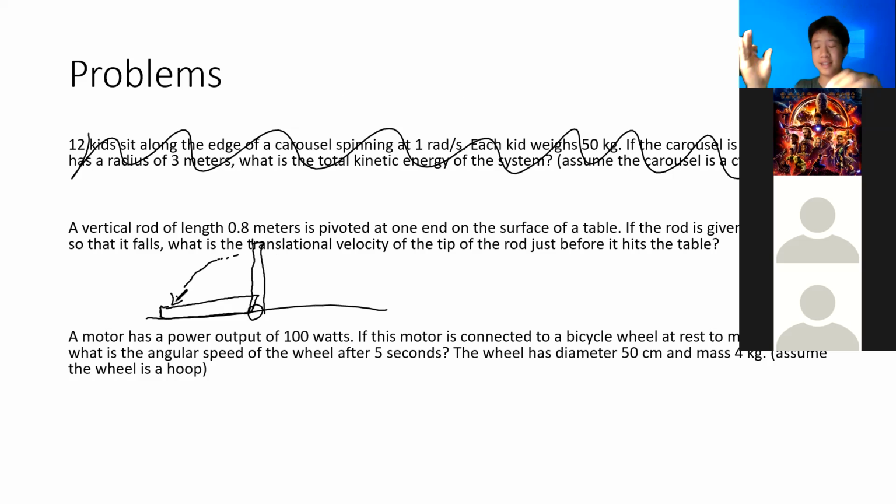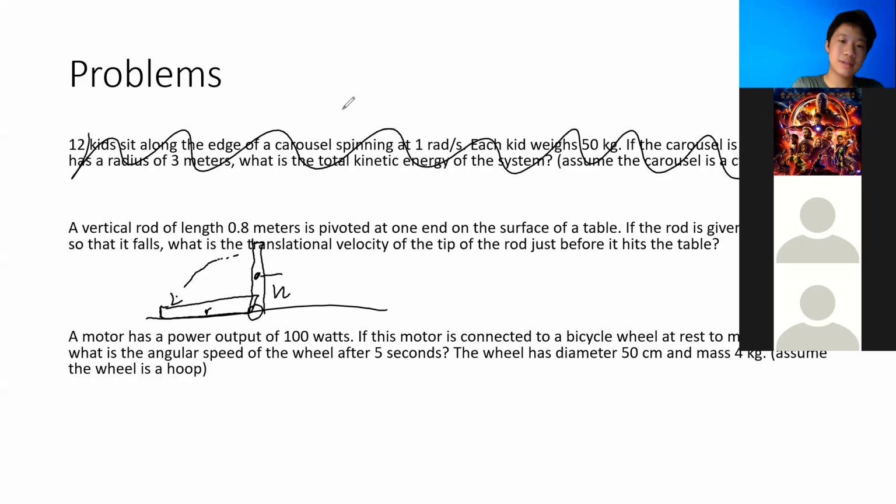Just before it hits the table, it has rotational kinetic energy. So energy is conserved in this problem, and we're just going to use conservation of energy to get our answer. Why did the object gain kinetic energy? Where did that energy come from? It came from gravitational potential energy. The center of mass of the rod is up here at some height, and then it falls to the ground. The gravitational potential energy was converted into rotational kinetic energy.